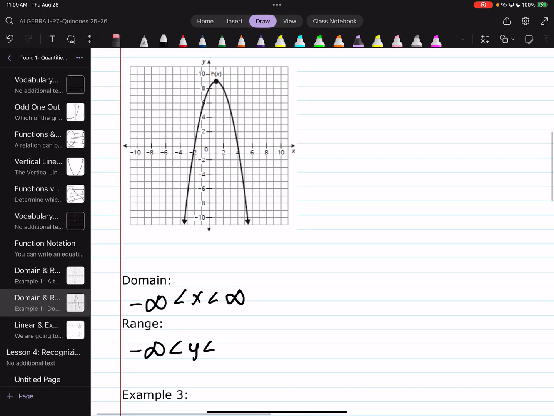What is the highest point of the graph then? 9. Now my last question to you is, do we include 9 as part of our solution? Can we achieve the value of 9? Yes.